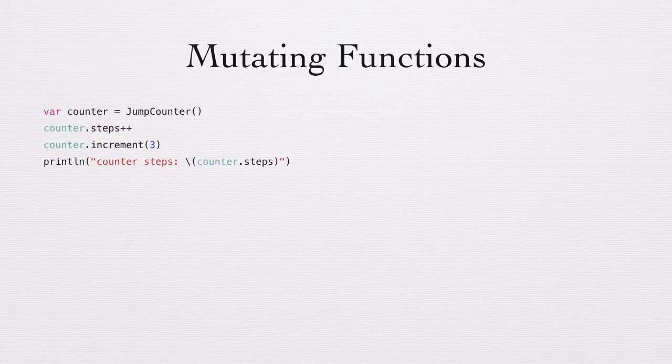You can test the effect of calling a mutating function with the code fragment shown here. We create an instance of jump counter. This statement modifies the steps variable directly. Here, the increment function modifies the contents of steps variable. When you print the value of steps variable, you will see this output.